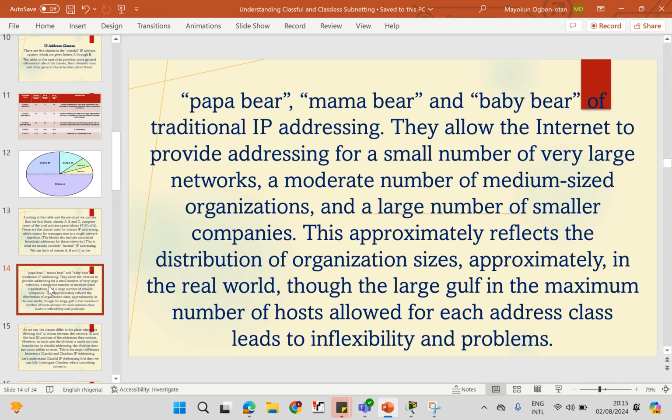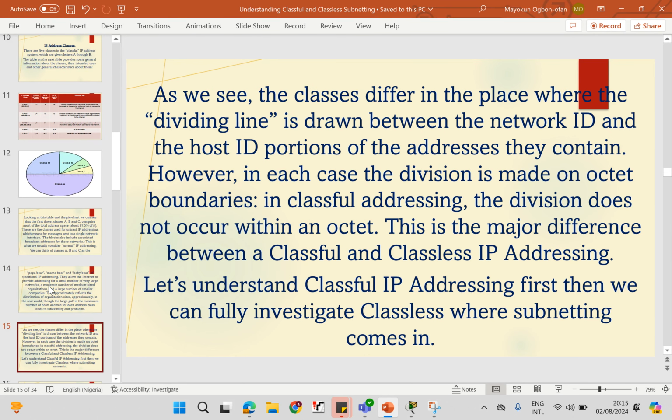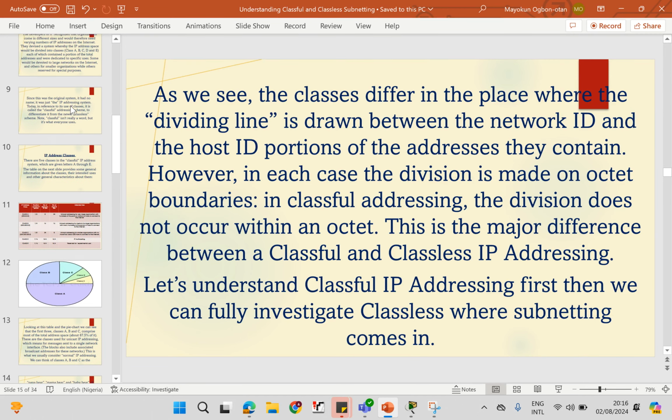There is nothing much to understand here, just that we should understand how class A works, and that it is used for very large companies. Class B is for medium companies, and class C is for smaller companies that have not more than 250 users. As we see, the classes differ in the place where the dividing line is drawn between the network ID and the host ID portion of the addresses they contain. So that's what I was explaining, that's what I explained here.